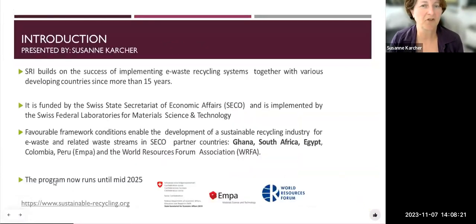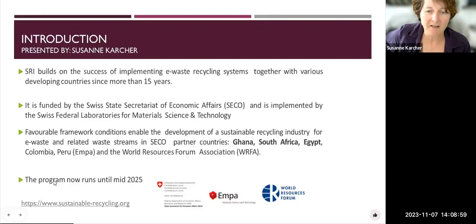Just a quick introduction. The WEEE project, what is this all about? It really builds on the success of implementing e-waste recycling systems with developing countries, I hate that term, by the way, and it's been happening for more than 15 years. This project is funded by the Swiss State Secretariat of Economic Affairs and is implemented by the Swiss Federal Laboratory for Material Science and Technology. The idea really is not so much to do things for countries, but to assist in creating favorable framework conditions. That includes also knowledge sharing, knowledge transfer, which actually enables countries to develop their solutions in the e-waste space.